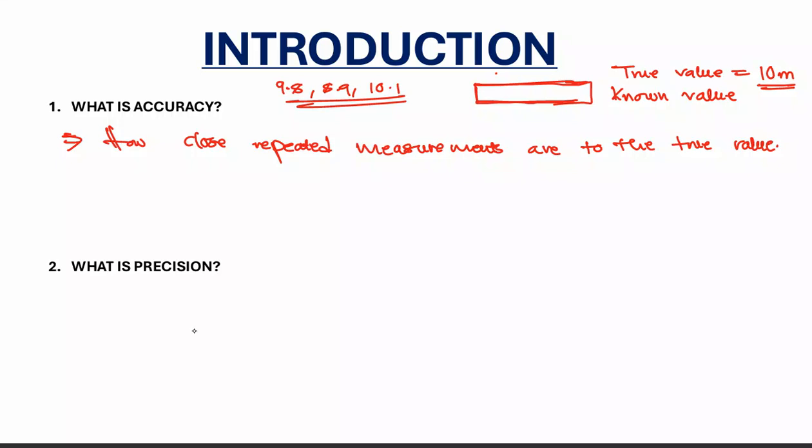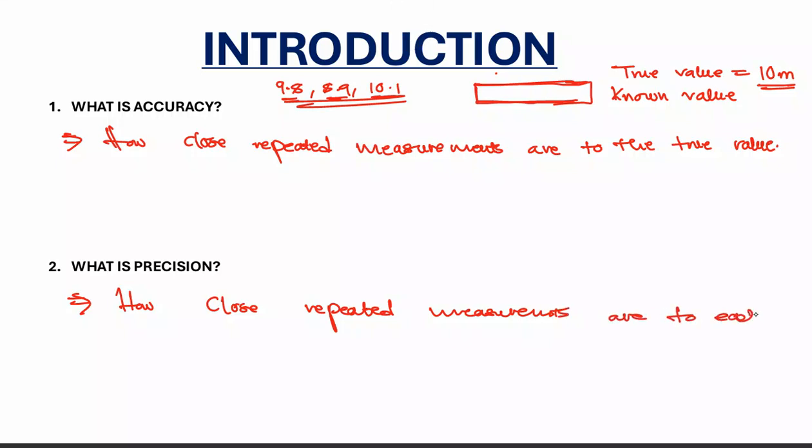Then what about precision? Precision is how close these repeated measurements are to each other. How close 9 is to 8.9, or how close 9.8 is to 10, is what we are actually talking about in precision. So we want to understand how close these repeated measurements are to each other.